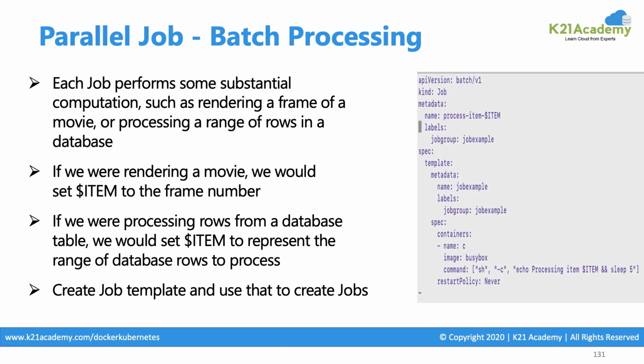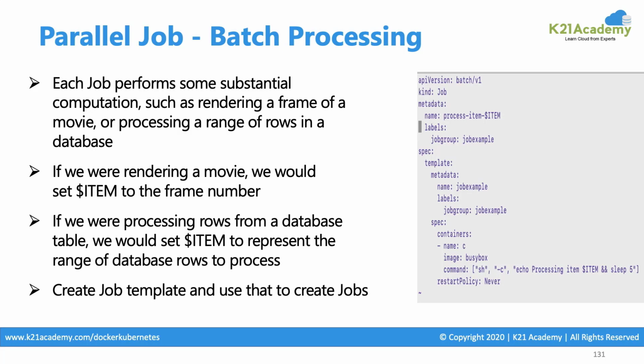Over here, because this is the template, you see that the label of the pod or the label of the job, they are fixed. So if I create 10 jobs out of this template, all of them will have the same label. And the label here is given as job group is job example. So the key is job group, the value is job example.